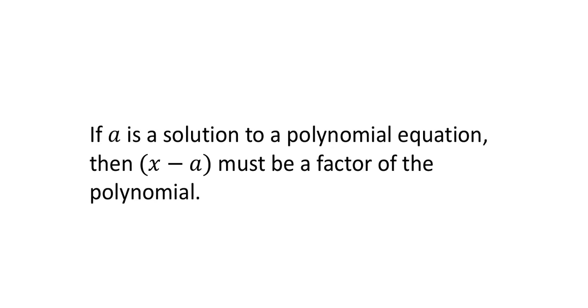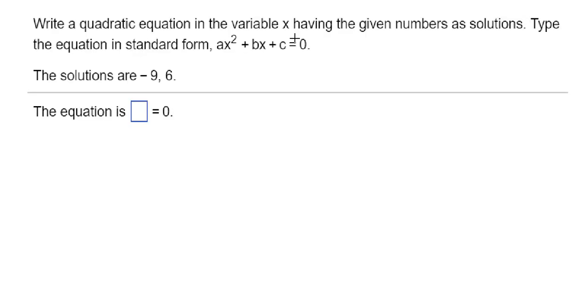So they'll give you what the solutions are, and you want to use those solutions to construct the equation. If a is a solution to a polynomial equation, then x minus a must be a factor of that polynomial. So for each answer they give you, you will construct a factor based on that answer using this rule that we just talked about right here. And then you multiply all those factors together to get the equation that would have those solutions. Right. So let's try that here.